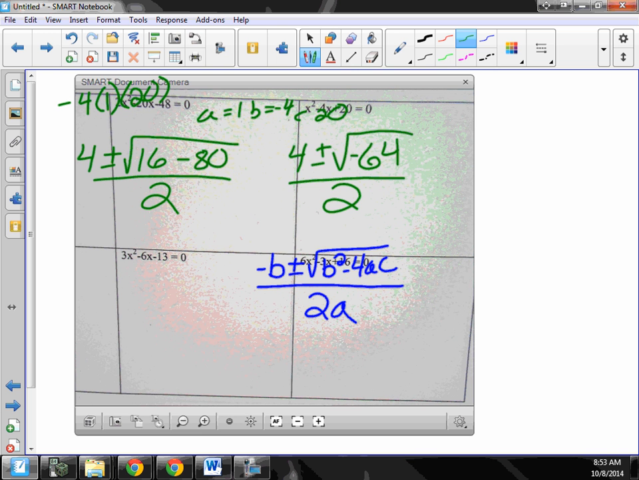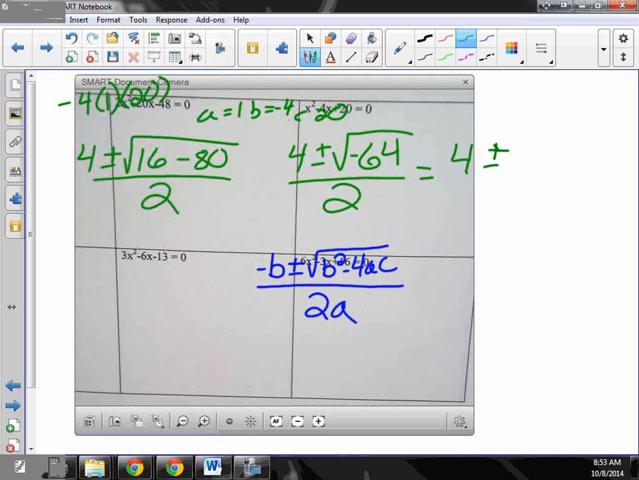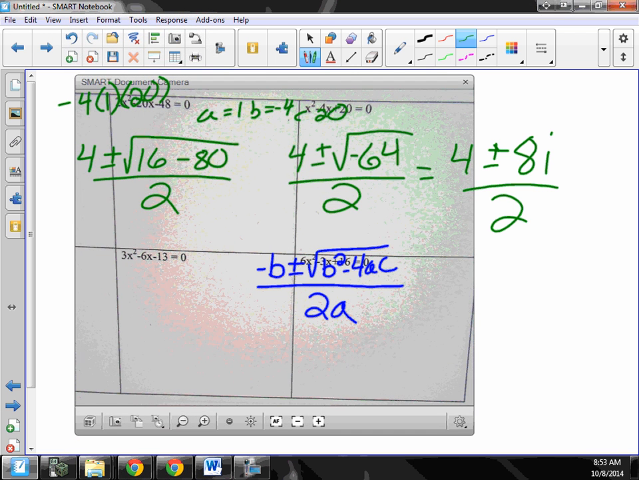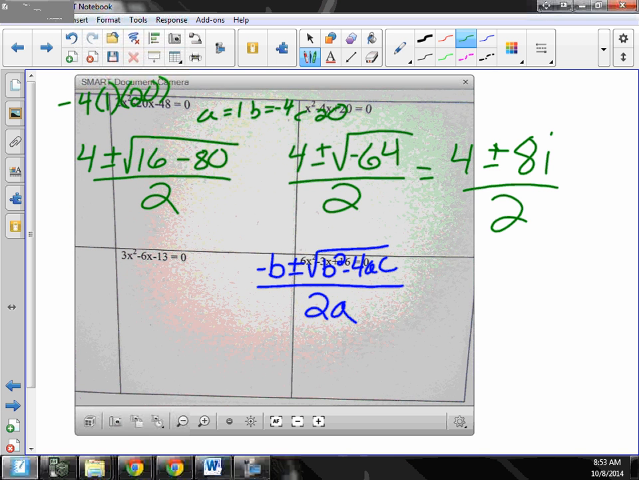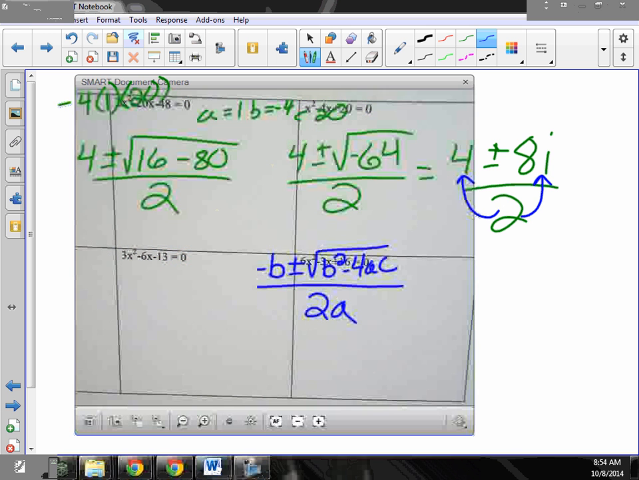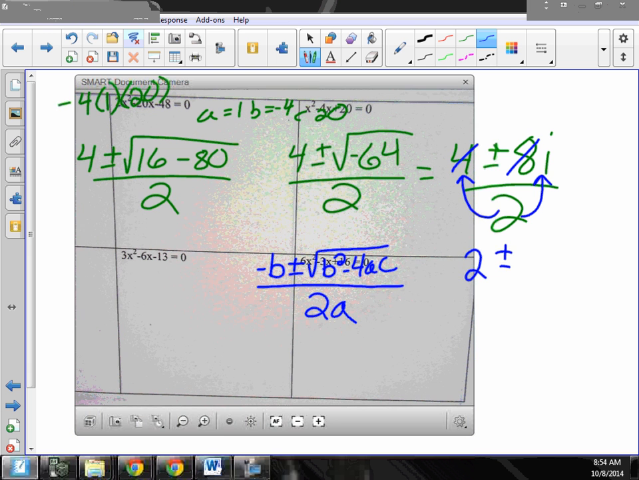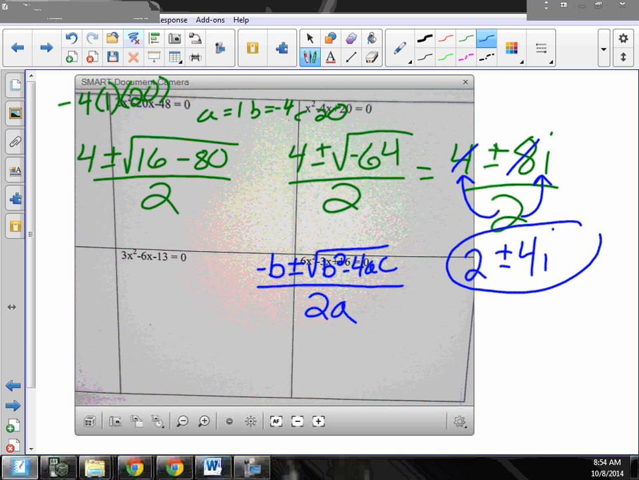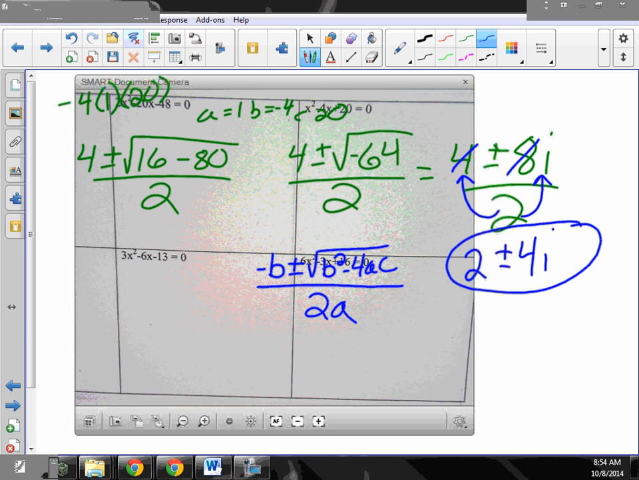So this is 4 plus or minus 8i over 2. Now, whenever you have a fraction that has two numbers in the top, you can only simplify if both numbers share that factor. So the question here is, does 2 go into 4 and into 8? Yes. So I can take a 2 out of each of those, which gives me 2 plus or minus 4i all over 1 if you wanted to write it. And those are my roots. Does that make sense? Okay.